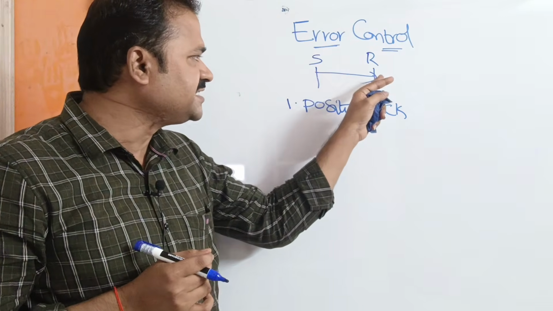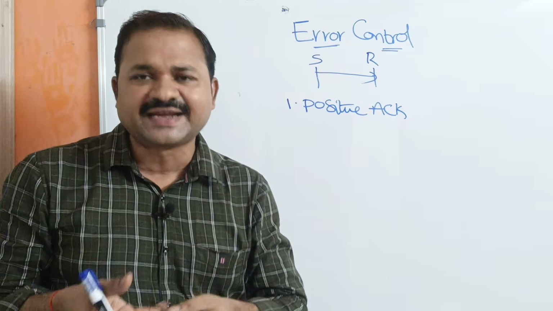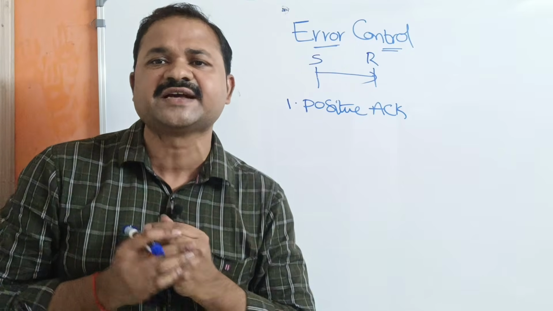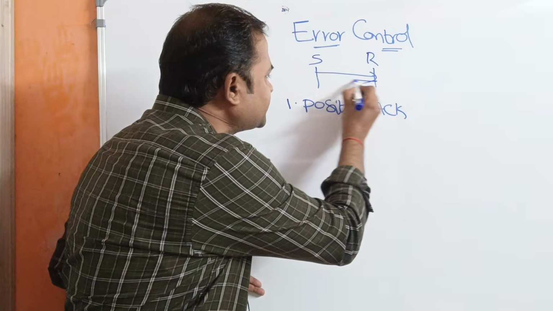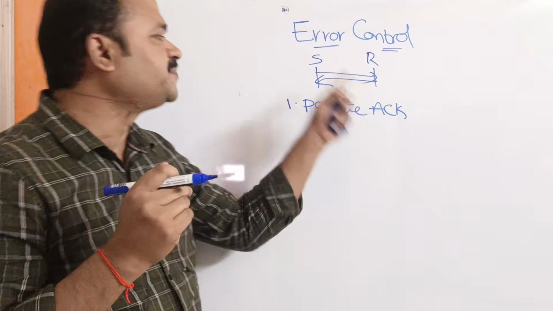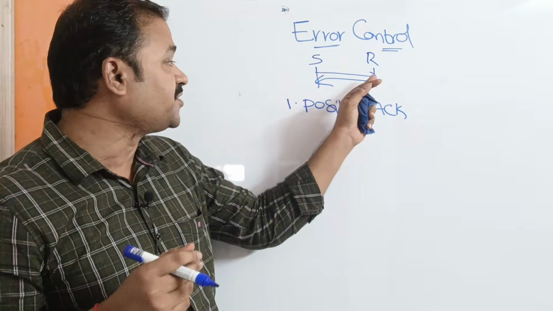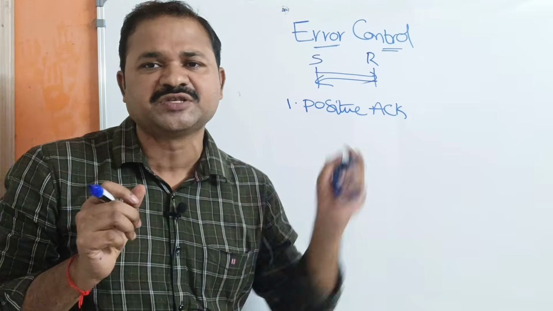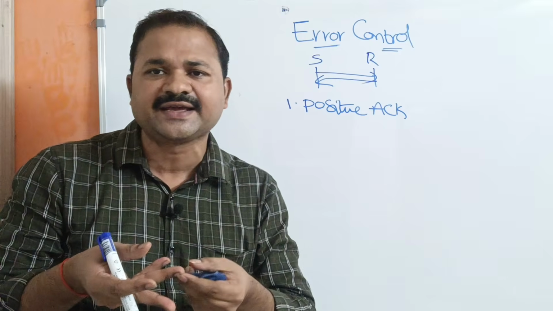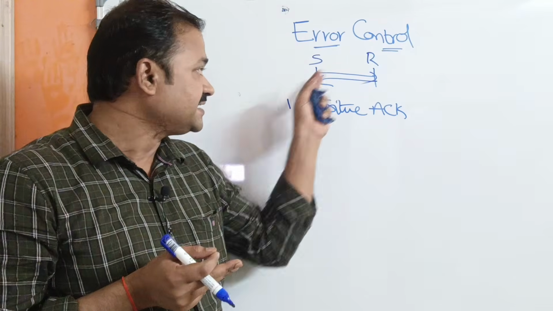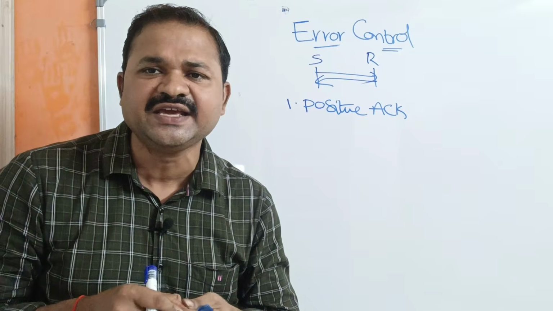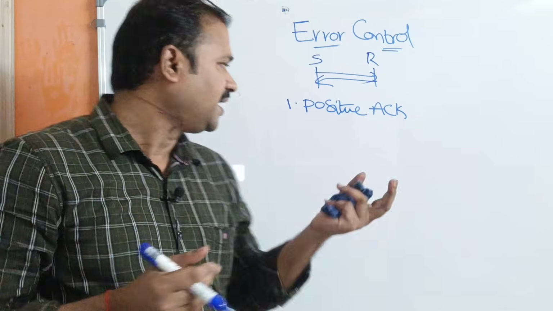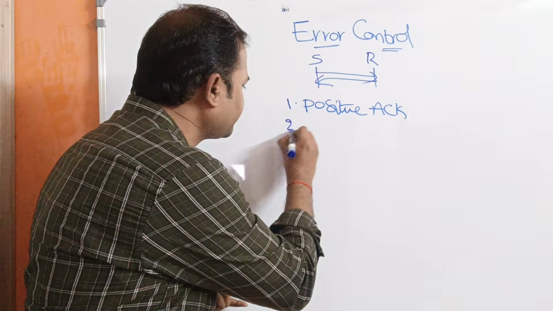So here the sender sends a frame to the receiver. Let the receiver receive that frame successfully. So it provides a positive acknowledgement to the sender. By observing that positive acknowledgement, the sender can know that the receiver has successfully received the frame. Let us see one more scenario.